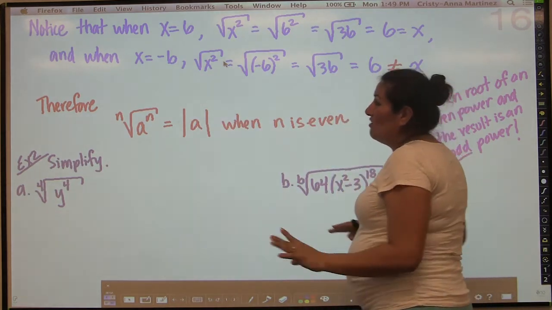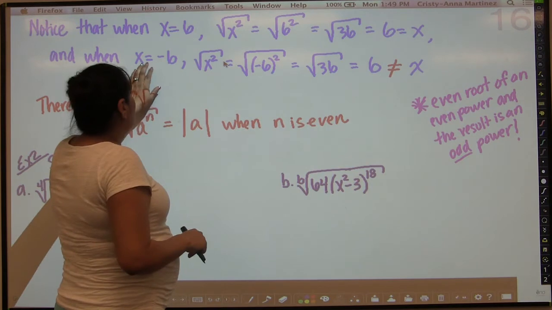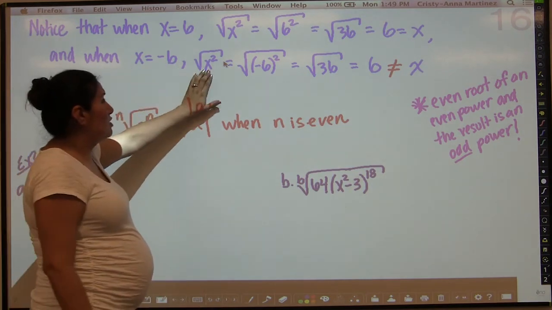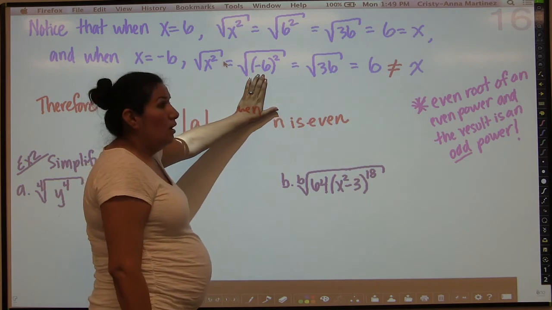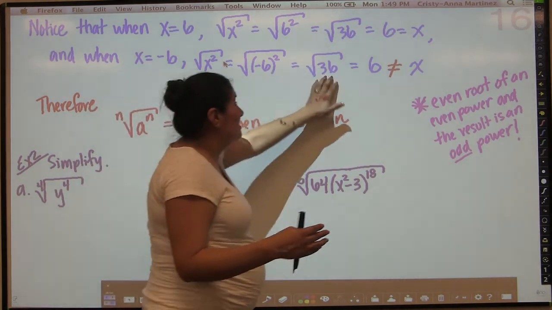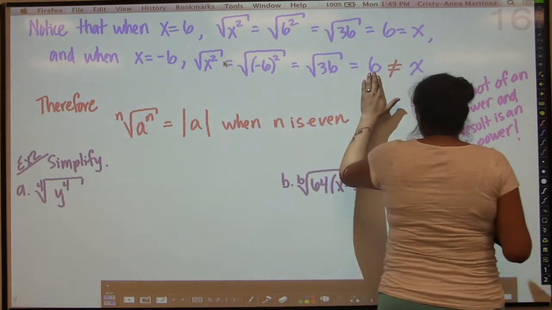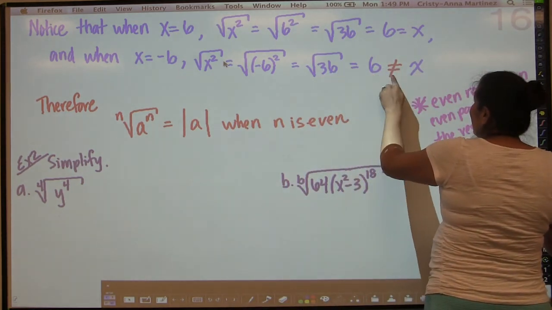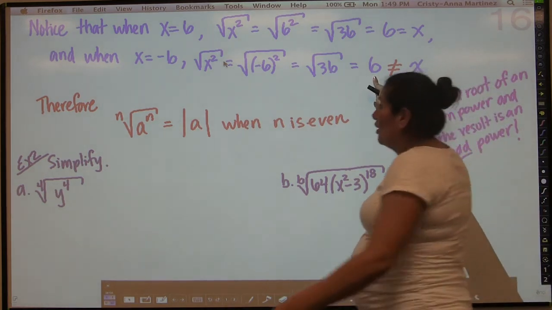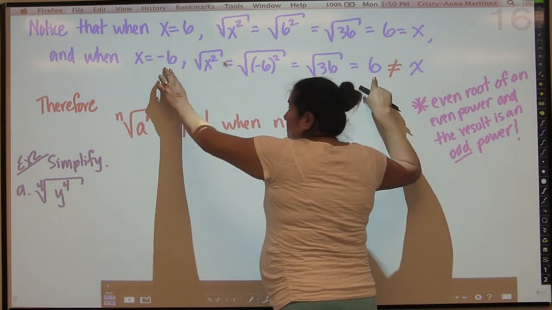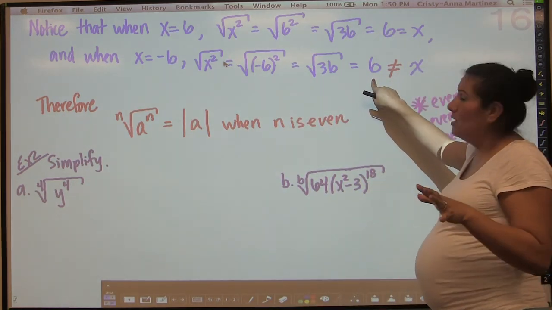But what if x is negative 6? We have the exact same thing. If x was negative 6, then the square root of x squared would equal the square root of negative 6 squared, which is still positive 36, and the square root of 36 is 6. But in this case, 6 is not equal to x. In other words, 6 is not the number you started with. You started with a negative 6. That, my dear fellows, is a problem.